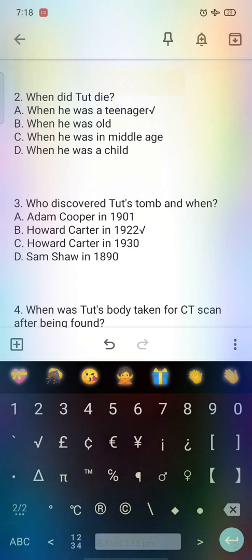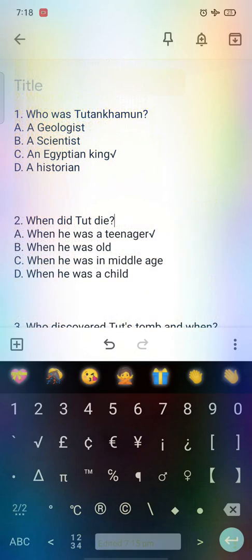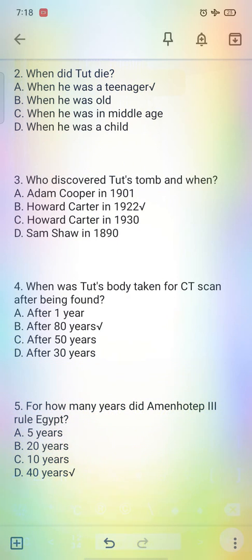Who discovered Tut's tomb and when? Options: Adam Cooper in 1901, Howard Carter in 1922, Howard Carter in 1930, Sam Shah in 1890. So, as we have studied in the chapter, it is option number B, Howard Carter in 1922.